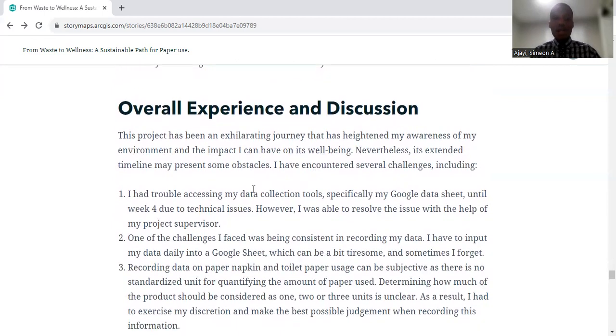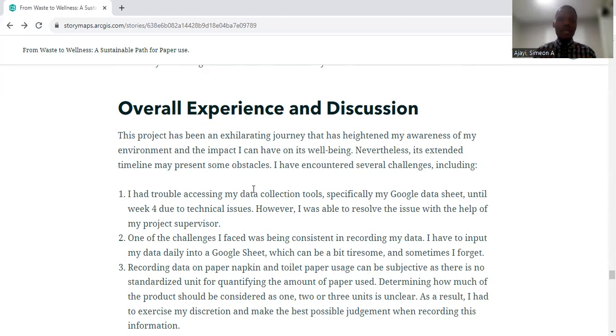So now to the overall experience and discussion. Since the beginning of StoryMap, you and I can, of course, be a witness to it that it's been such a very interesting journey. Actually, it's very exhilarating, and this has heightened my awareness of my environment and the impact I can have on its well-being.